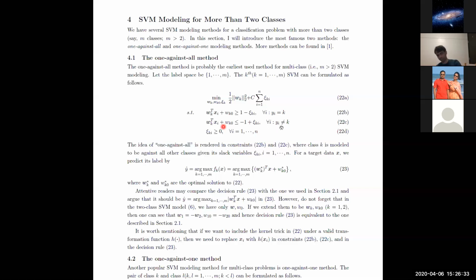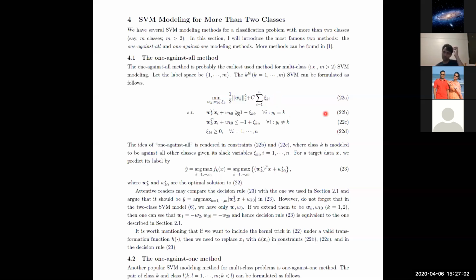Have a look at the model here. Suppose M equals 2. What do you have? You are going to have yi equal to, let's say, k, and yi not equal to k. Here I have a w1 and a w2. See it? Suppose k equals 1, 2. Okay, I should have a w1 star and a w2 star, right? And also I should have a w10 star and a w20 star.